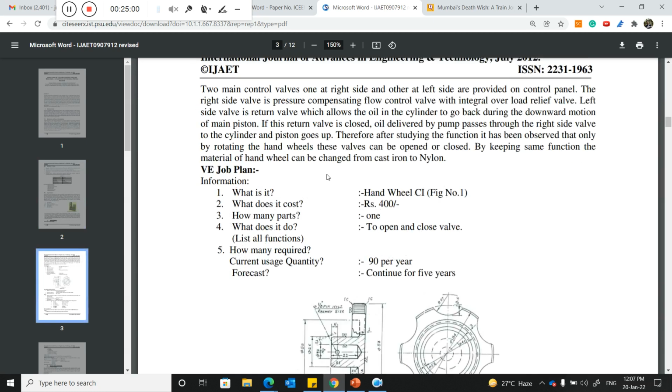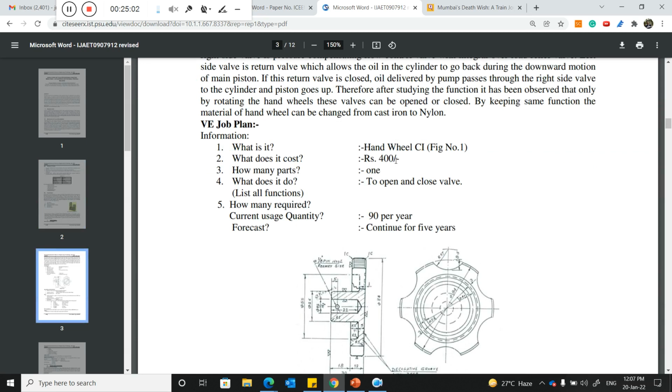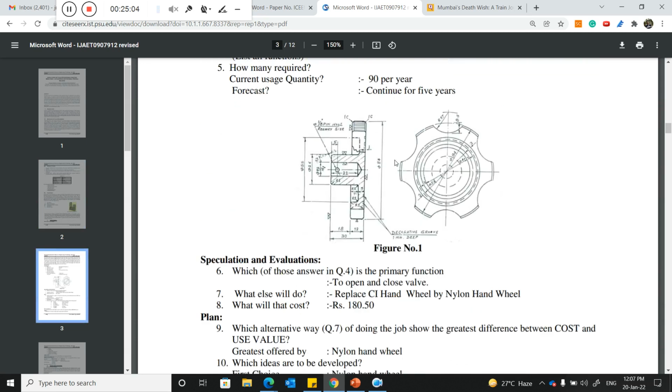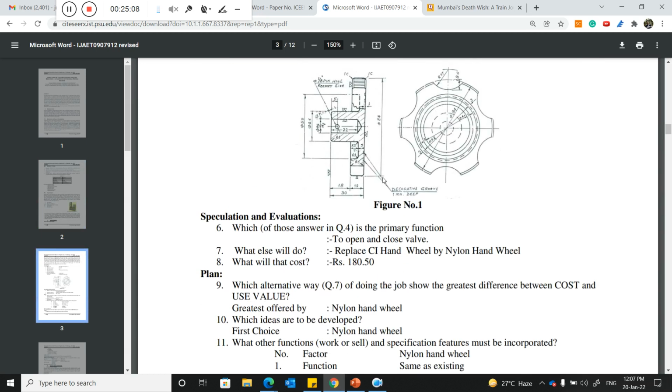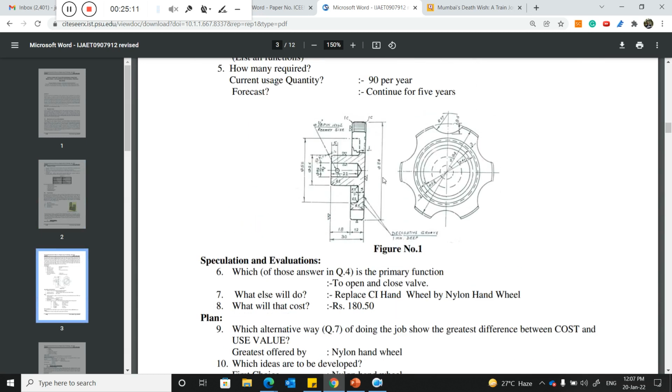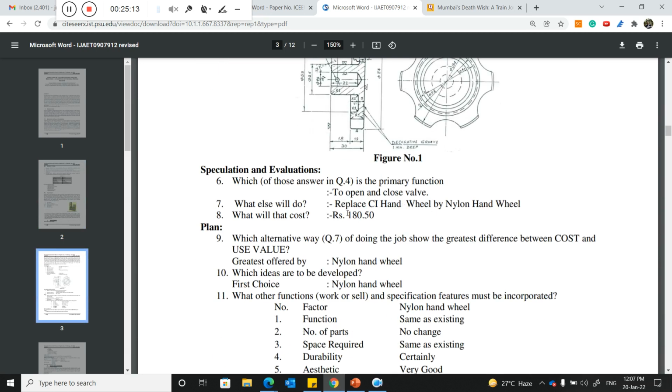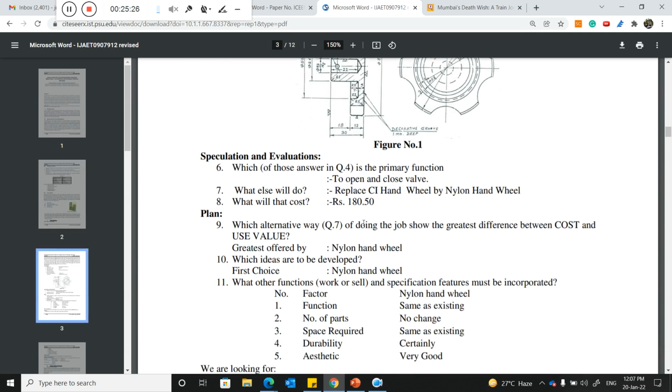When I talk about the hand wheel, before that the price was 400 rupees. We did some brainstorming, and the whole value engineering process was applied, and after that, what will be the cost? If we replace the cast iron with a nylon hand wheel, then the cost will be 180 instead of 400. You just need to spend 180. So that is one thing.